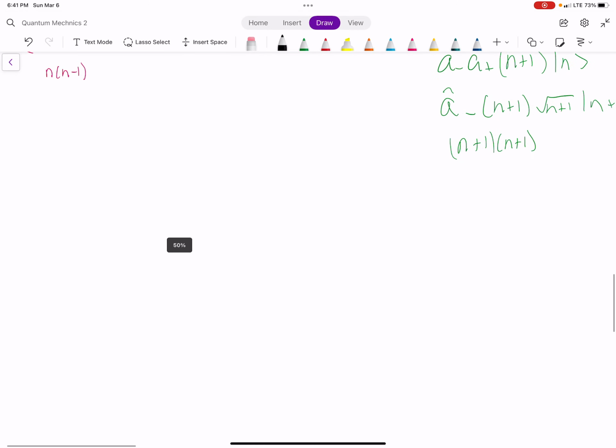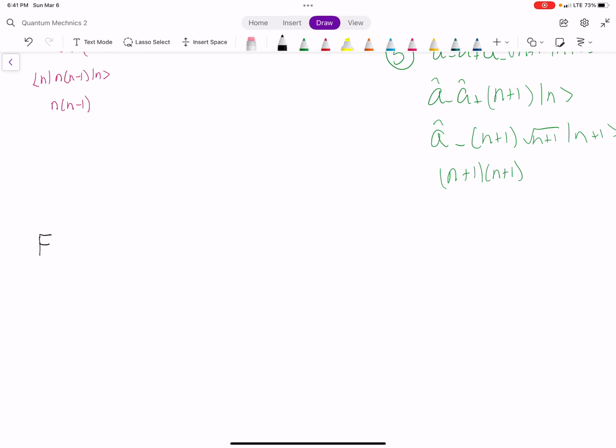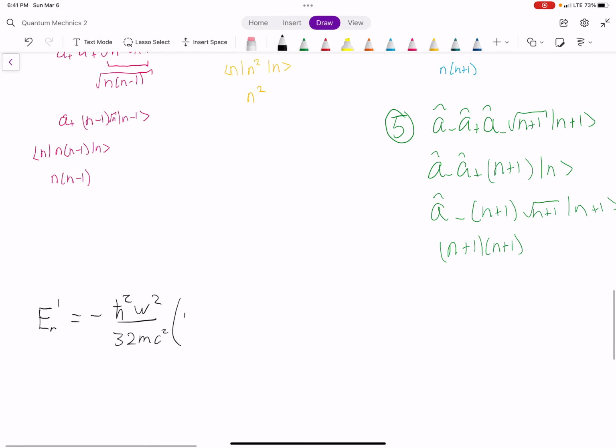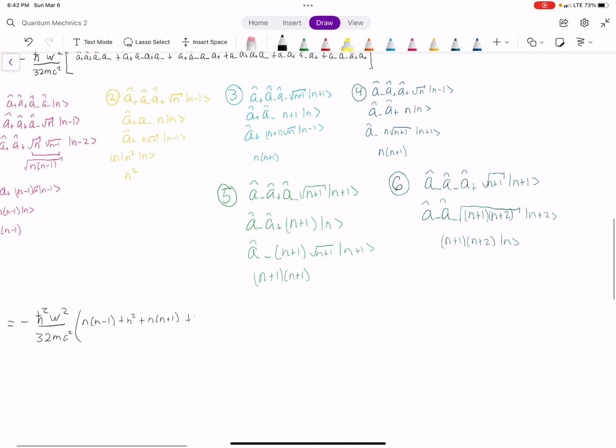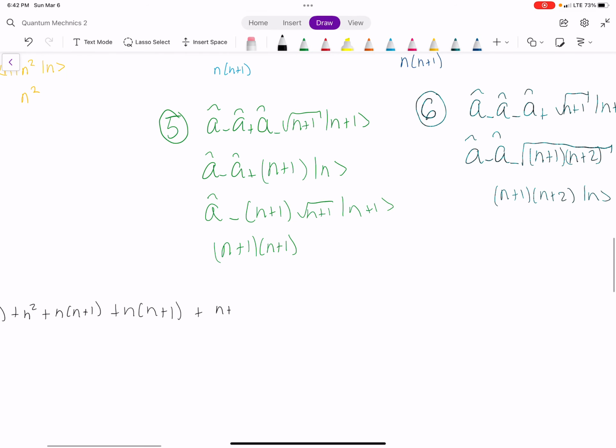So I'm going to do that. Our relativistic first order correction, minus h bar squared omega squared over 32 mc squared, is going to be n times n minus 1 plus n squared plus n times n plus 1 plus n times n plus 1 plus n plus 1 times n plus 1 plus n plus 1 times n plus 2.